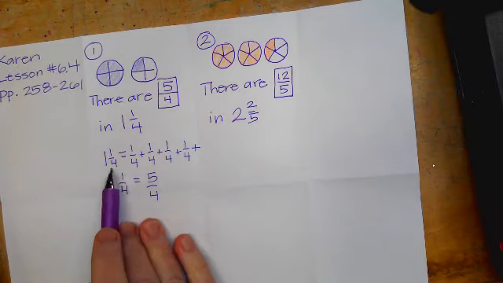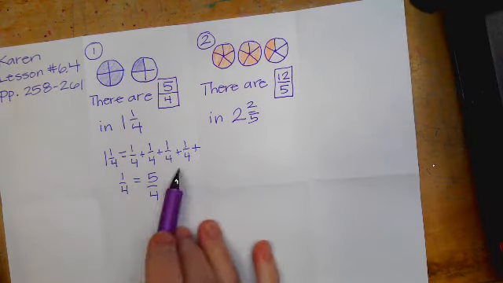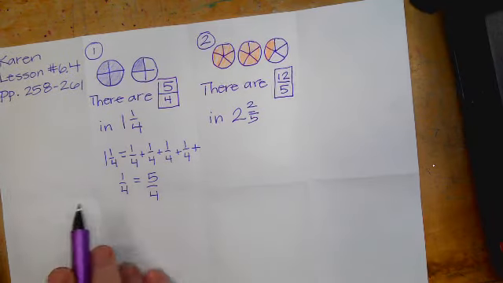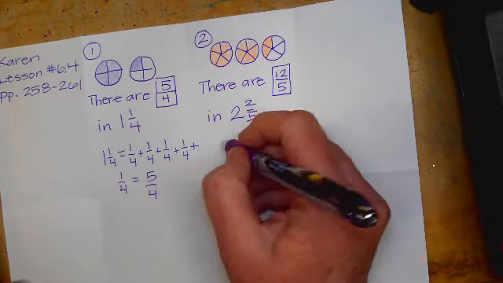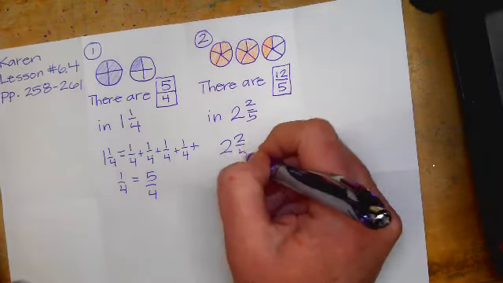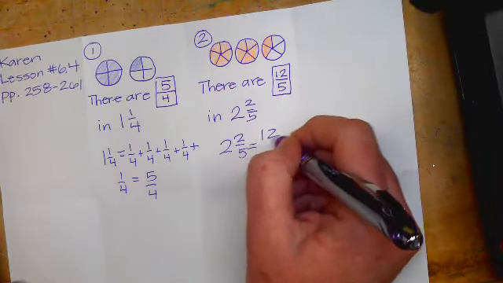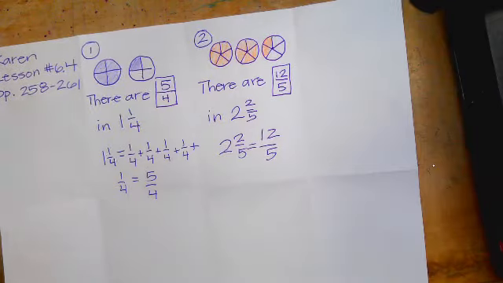So if they made us write it out this way, we would have to write out 1/5 plus 1/5 plus 1/5 plus 1/5 plus 1/5, right? We'd have to do that 12 times. So thankfully they're not making us do that. So we know that 2 and 2/5 equals 12/5.